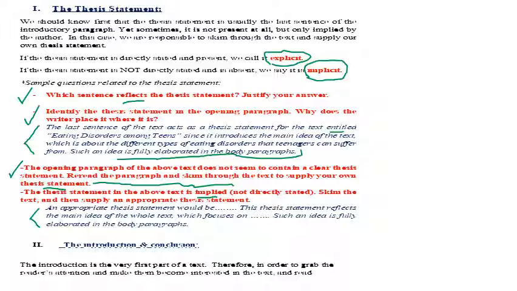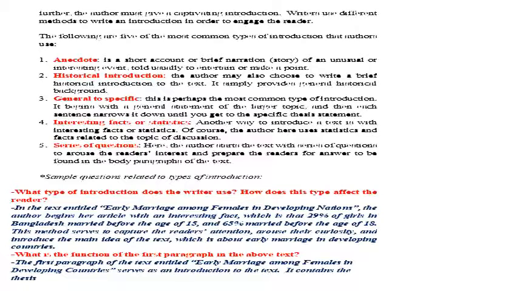An appropriate thesis statement would be, this is how you write it, you write your thesis here. This thesis statement reflects the main idea of the whole text, which focuses on, tell me what it focuses on. Such an idea is fully elaborated in the body paragraphs, and that's it. Now, questions related to types of introduction and how they're linked to a conclusion, for example. Now, the following are the most common types, the 5 most common types.